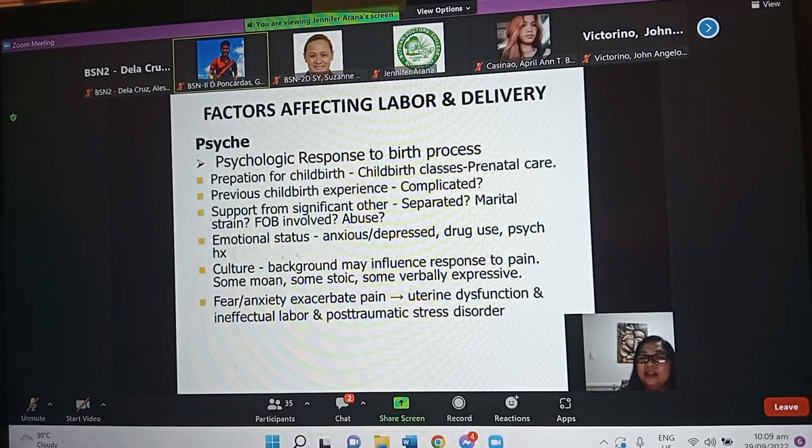And then we should also consider the emotional status of the pregnant mother, the culture, because background may influence the response to pain. Some moan, some are very verbally expressive, while some are so secretive, no? Bisag sakit na kaayo, di pa siya free ma-express sa iyang pain. That's because of cultural, iyahang namatan sa iyang culture. And then consider fear and anxiety, which may exacerbate pain.